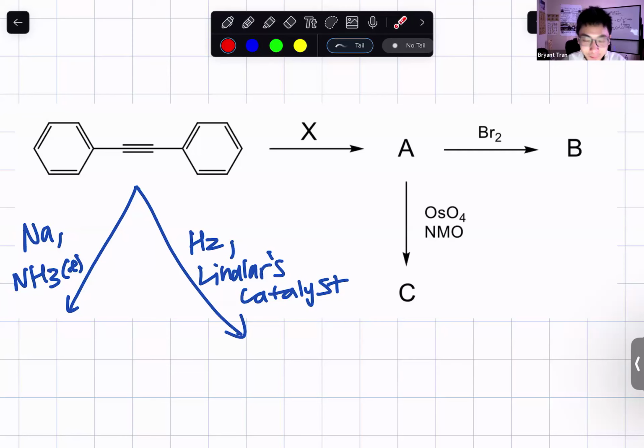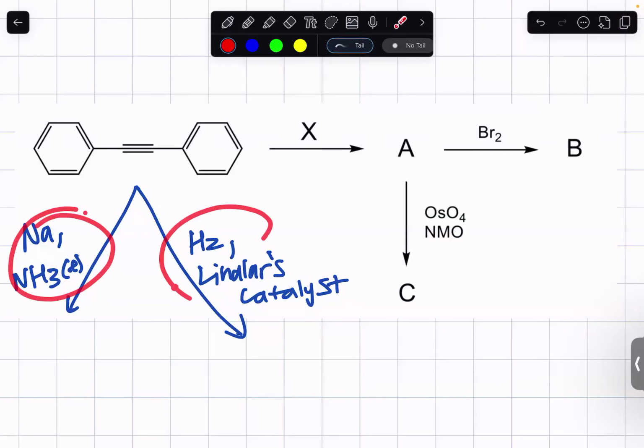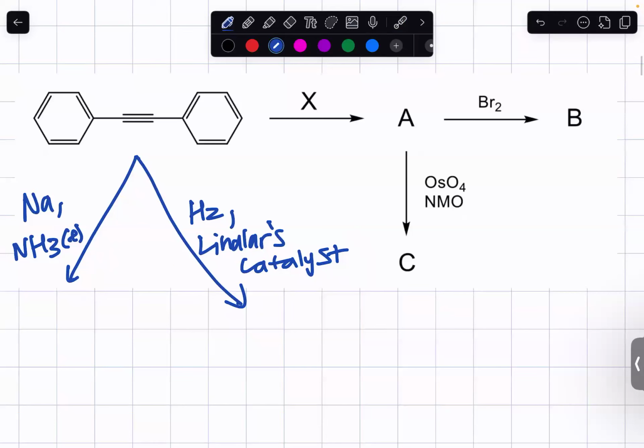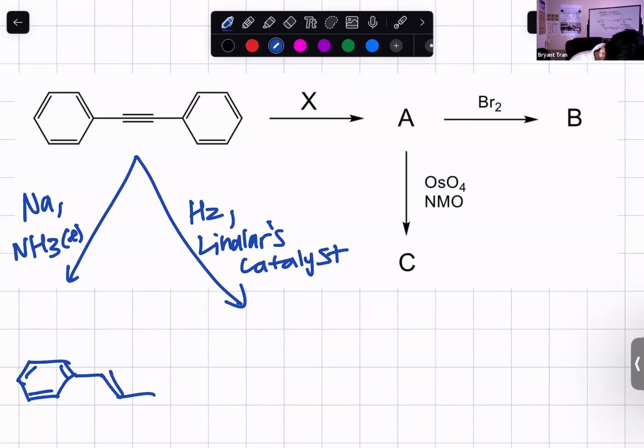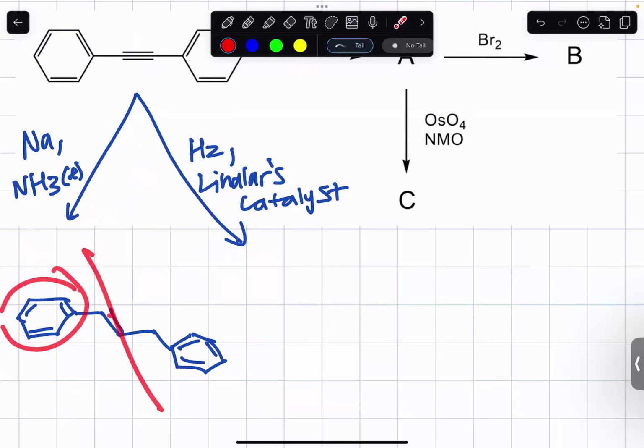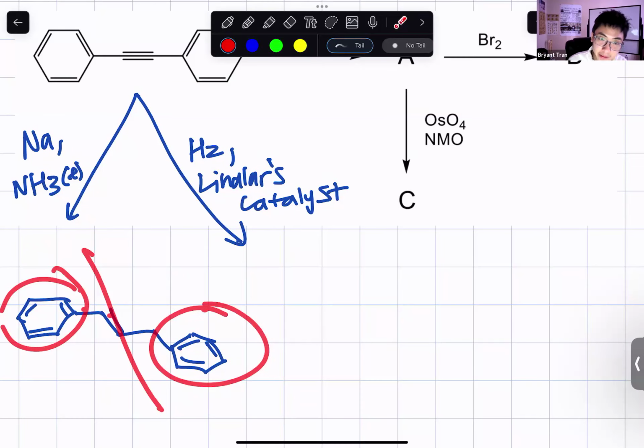Do you remember what reagent creates the trans alkene? No, I don't remember. That would be the sodium in liquid ammonia one. That one would create the trans alkene, and the H2 with Lindlar's catalyst is the one that creates the cis alkene. So when we use sodium in liquid ammonia, we create this trans alkene. It's drawn kind of weird, but this is trans because if you draw a line through that alkene, this R group is on the opposite side of that R group.